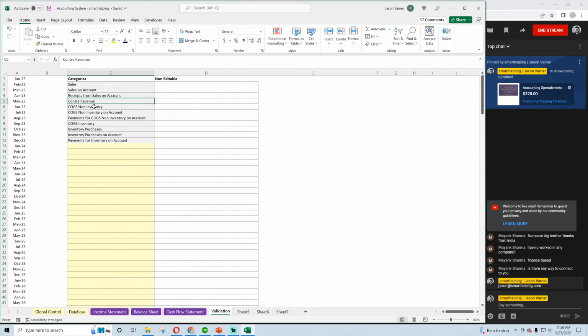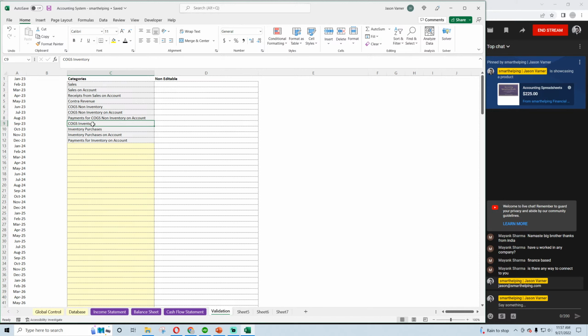We can enter contra revenue. We can enter cost of goods sold items, non-inventory, non-inventory paid on account, or accrued on account, paid on account. Then cost of goods sold inventory, inventory purchases on account. Now the difference, so cost of goods sold inventory, what is the difference between, let me just make sure I understand this. So this is inventory increase, inventory increase.